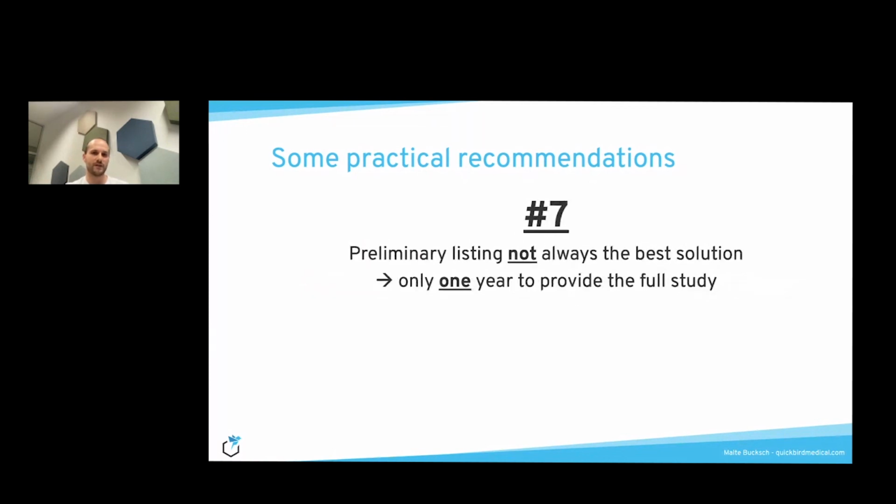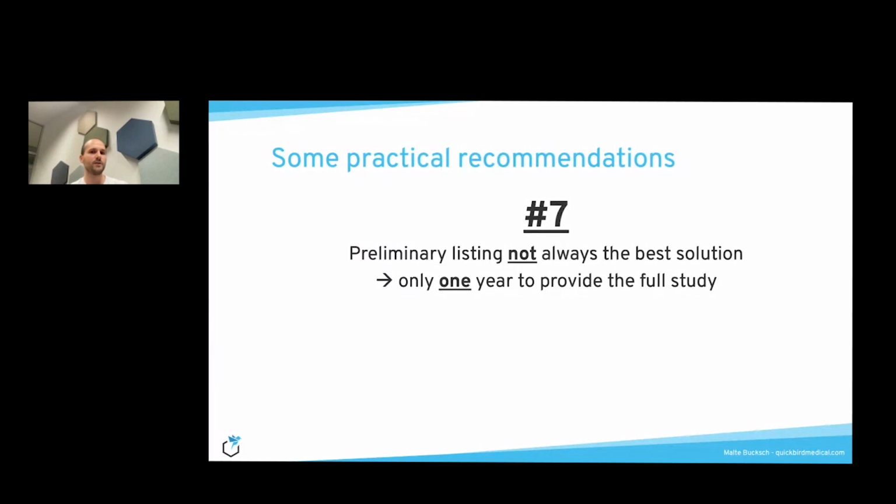And my last advice is the preliminary listing, which is providing an evaluation concept instead of a full clinical study, is not always the best option. Most startups, I think, in my experience, would go for that option because it's less effort in the beginning and you get money earlier. But the problem is you might get canceled then after 1 year.